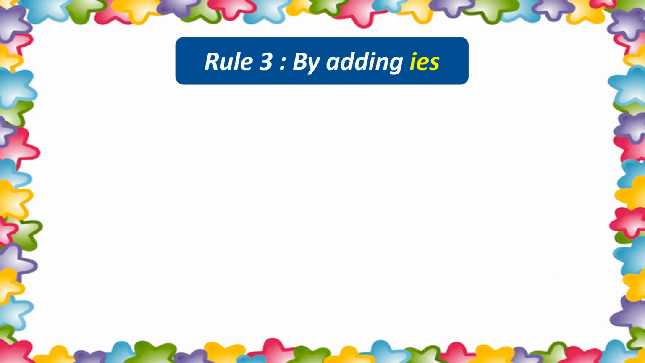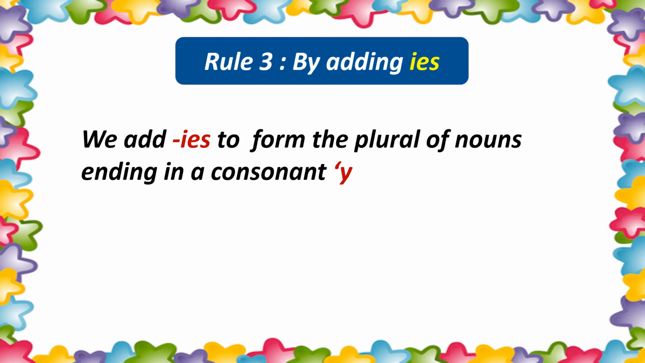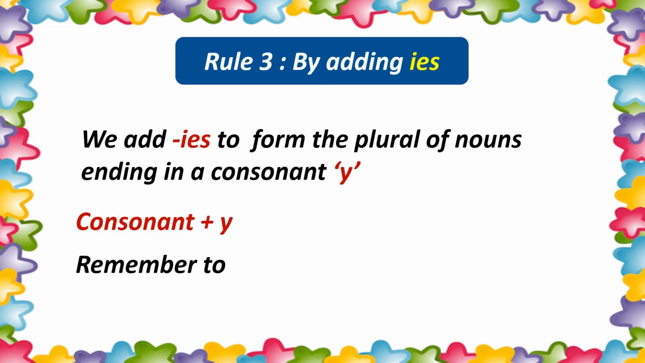Rule 3. By adding ies. We add ies to form plural of nouns ending in a consonant y. Means a consonant plus y. Remember to remove y and add ies.